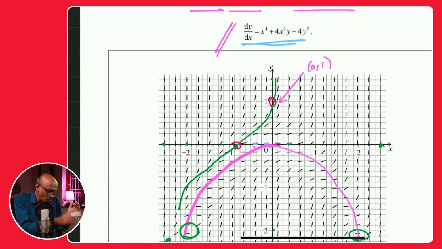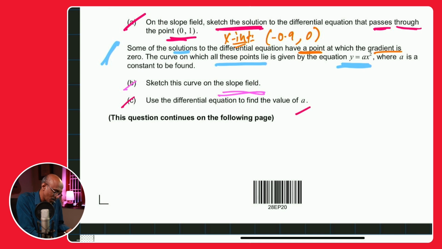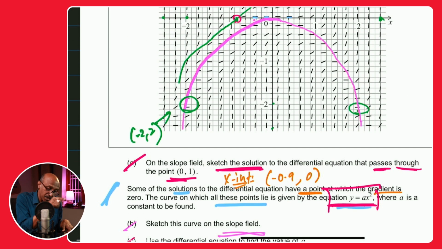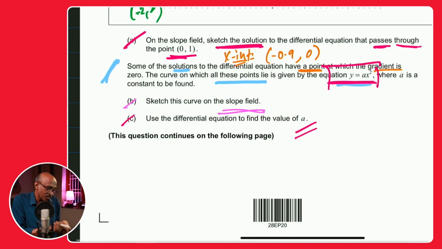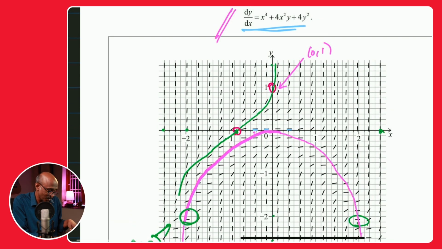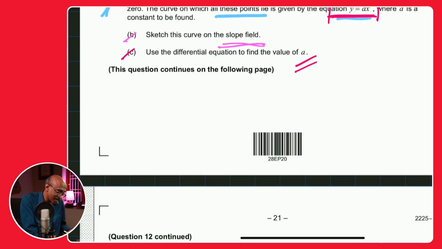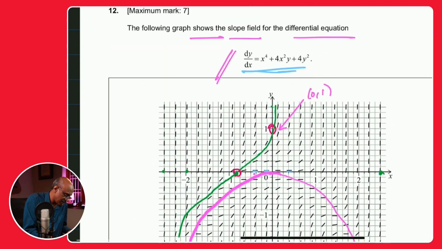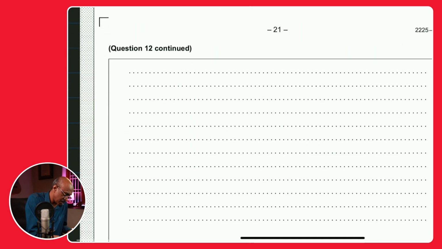And what do we know about this solution? They say this curve that we've just found, the pink one, has the form y is equal to ax squared, and it goes through the points where dy by dx is equal to 0. Remember I said that. So we will use that condition that dy by dx is equal to 0. Here there's space finally. This is number 12 part C.